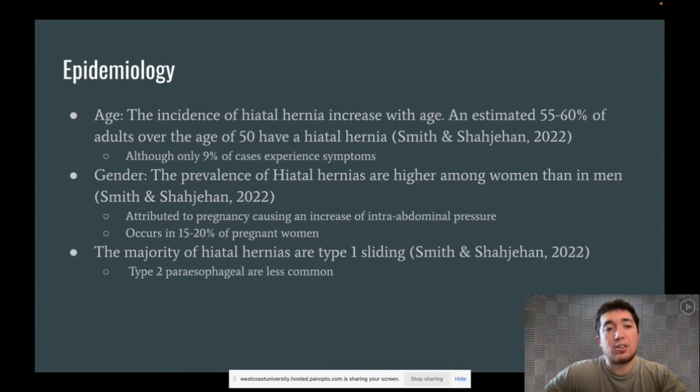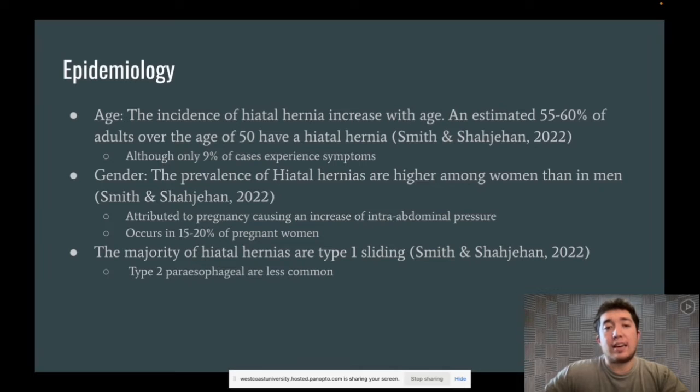For the epidemiology, we have age. The incidence of hiatal hernias increases with age. An estimated 55 to 60% of adults over the age of 50 have a hiatal hernia, although only 9% of the cases experience any sort of symptom.